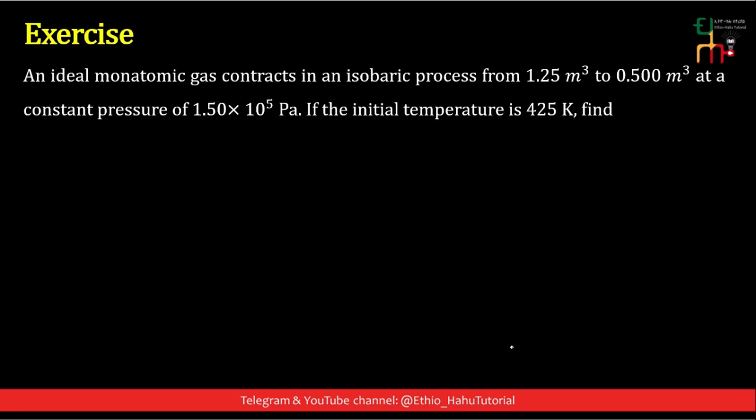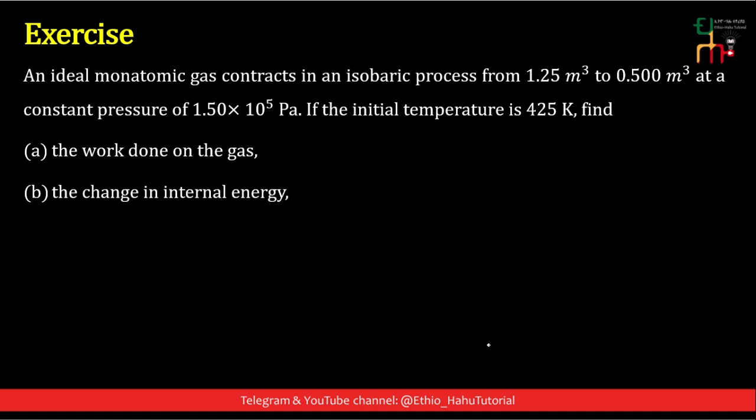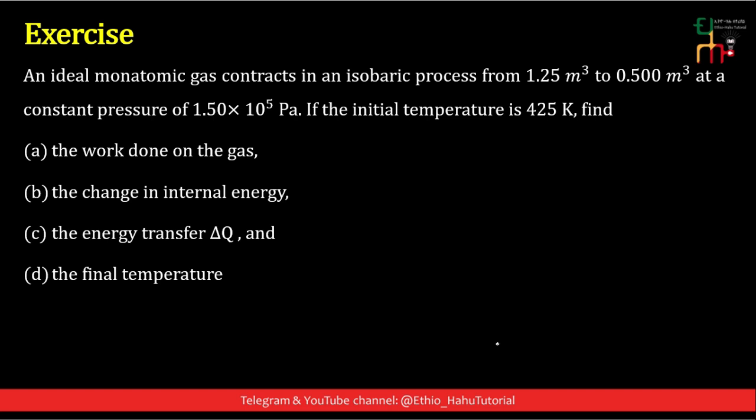As an exercise, an ideal monatomic gas contracts in an isobaric process from 1.25 cubic meter to 0.5 cubic meter at a constant pressure of 1.5 times 10 to the power 5 Pascal. If the initial temperature is 425 Kelvin, find A, the work done on the gas, B, the change in internal energy, C, the energy transfer delta Q, and D, the final temperature.